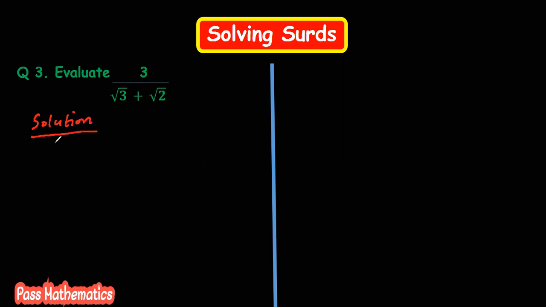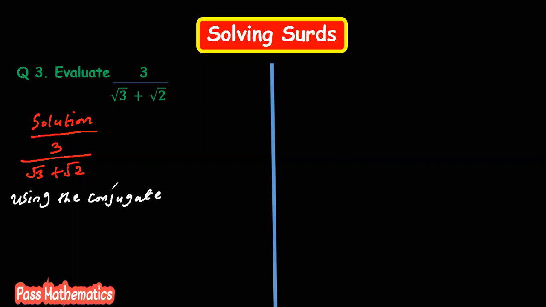So we have 3 divided by root 3 plus root 2. Okay, so we need to use the conjugate of root 3 plus root 2. So I'm going to show you. Let me just write it here: the conjugate of root 3 plus root 2.